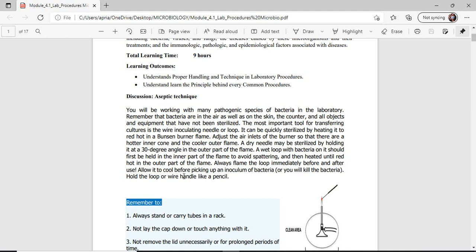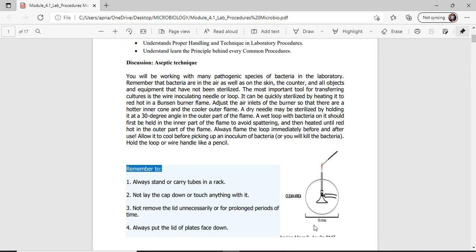Okay, the most important tool of transferring your culture is your wire inoculating needle or loop, duwa na sila kabilog. Can be quickly sterilized by heating it in a Bunsen burner. Okay, ang imong tip sa aton nga loop o needle dapat maging red hot na siya to ensure nga mapatay ang bacteria nga present. Okay, adjust the air sa aton nga Bunsen burner dira.